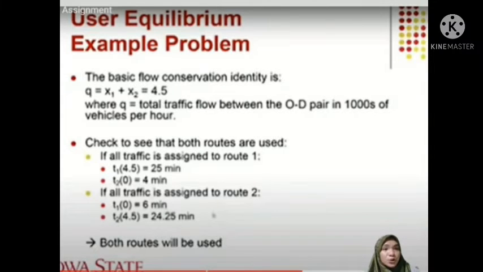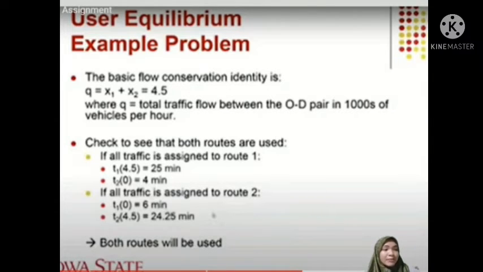So the basic flow conservation identity is Q is equal to x sub 1, which is the first route, plus x sub 2, which is the second route, that is equal to 4.5 or the 4,500 vehicles, where Q is the total traffic flow between the OD pair in 1,000s of vehicles per hour. Check to see that both routes are used.